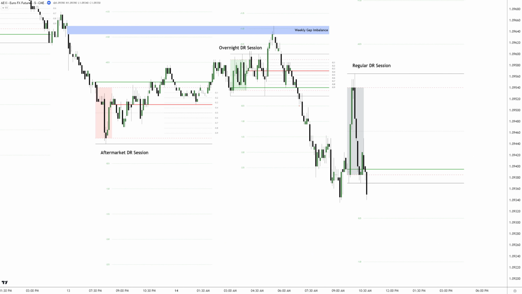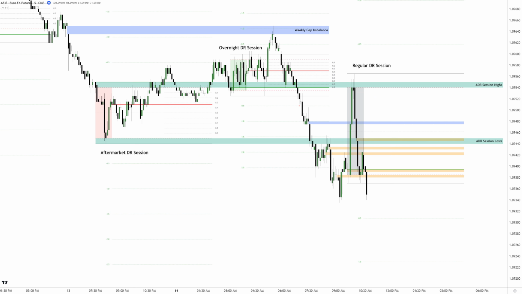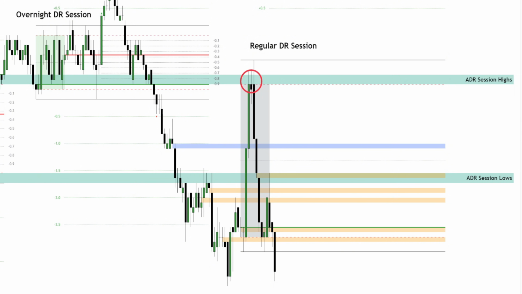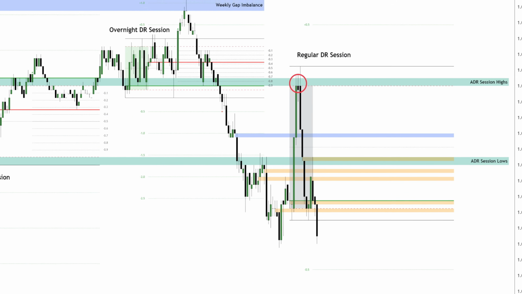As I've shown in previous videos, we look for other confluences like volume imbalances, intraday gap imbalances, and previous DR session levels to increase our probabilities. Looking at the session, there are some WIBs created right before and during the defining range formation and an intraday gap imbalance to consider. In terms of previous DR session levels, the ADR levels also showed strong rejections at the defining range highs. These to the tick rejections must be random, right?